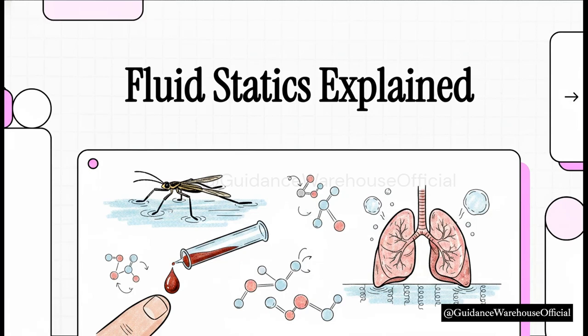How is it that an insect can just walk on water without sinking? Or how can a tiny glass tube instantly draw your blood upwards just by touching a single drop on your finger? And why do premature babies sometimes struggle so hard just to take their first breath?